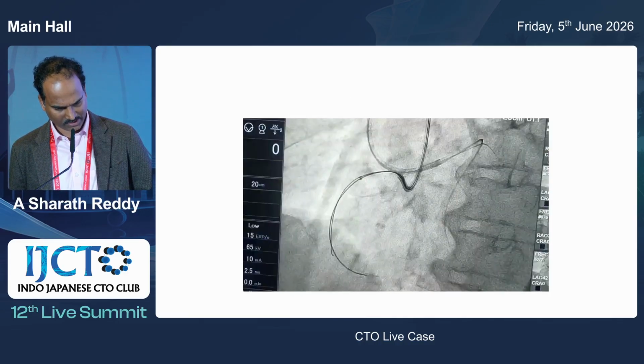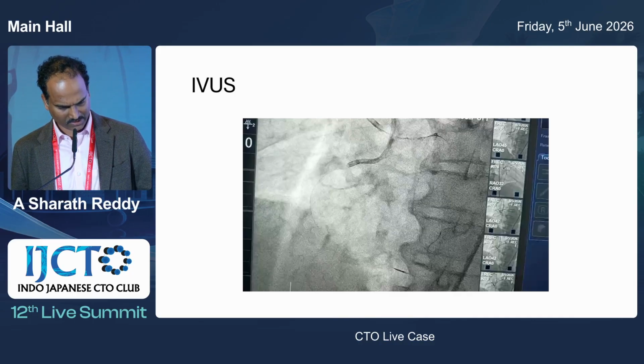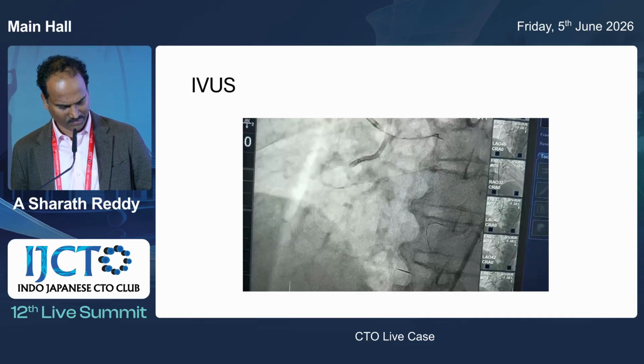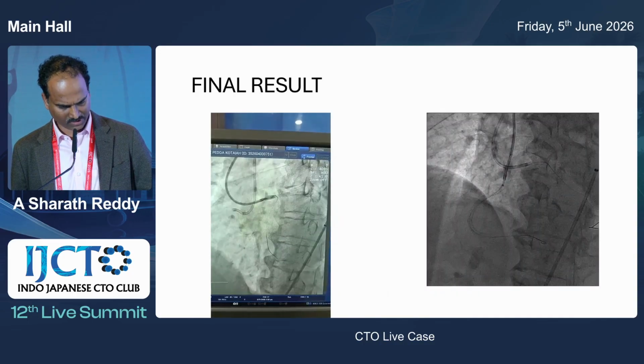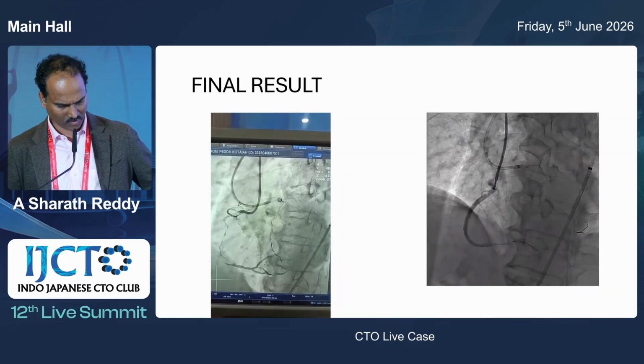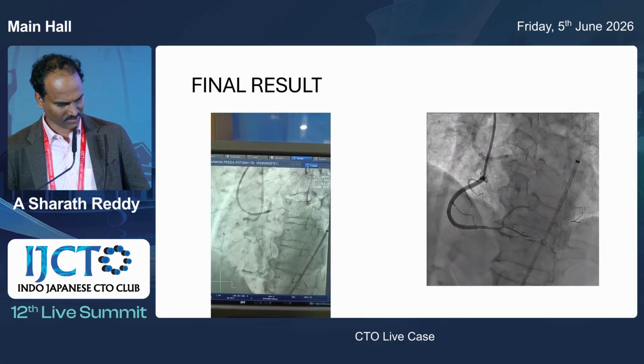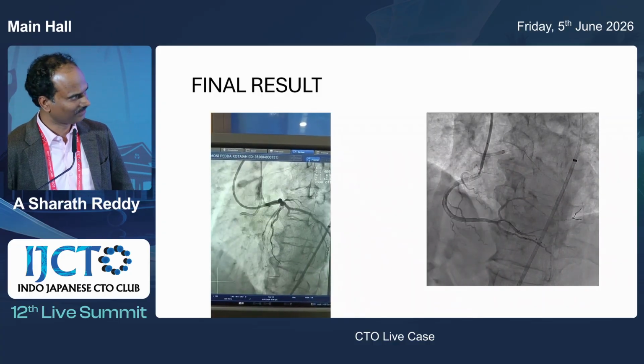This is externalization, followed by IVUS, and then we marked where the subintimal space was and where it was true and false. As we deliberately entered into subintimal space just 5 to 10 mm from the ostium, we had to stent up to the ostium, and this is the final result which we have got in the patient. And you can see all the branches also intact. Okay.